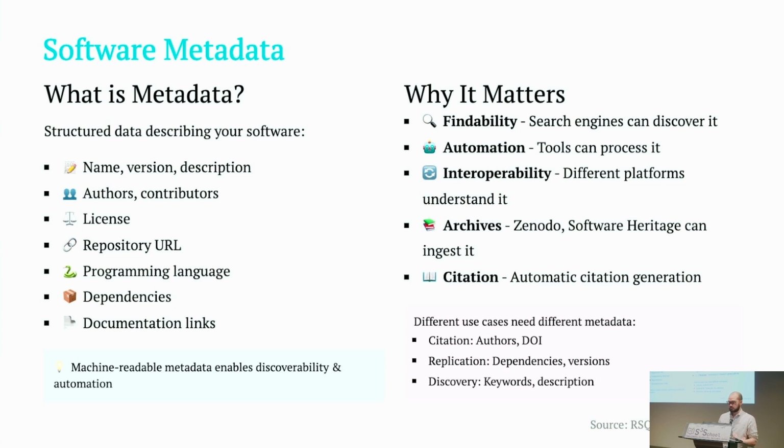And different use cases need different metadata. So for the citation, you need to specify the authors and DOI. For the replication, you need to specify the dependencies and version. And keywords and description will help for the discovery.